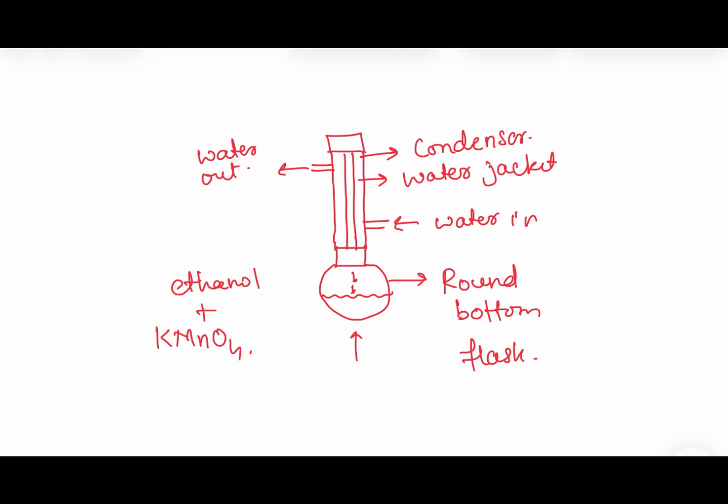So water in and water out, there are delivery tubes which are connected to the tap. From where the water is going to enter the water jacket of the condenser, and it is continuously helping to cool down the vapors which travel above in the condenser. So this is the reflux method.